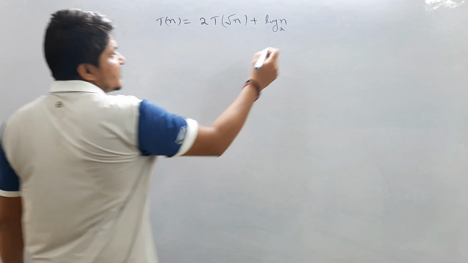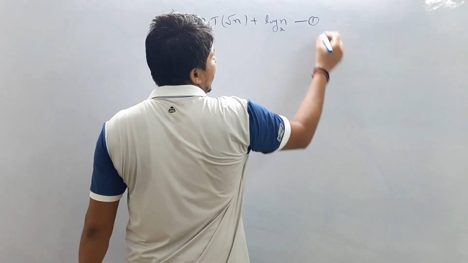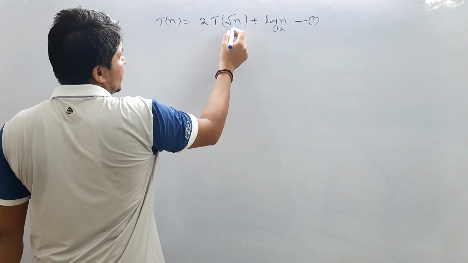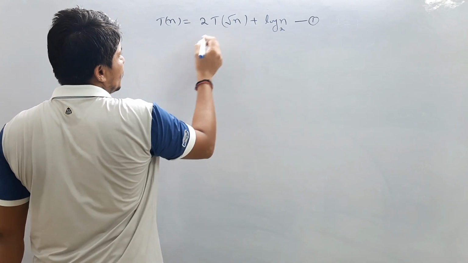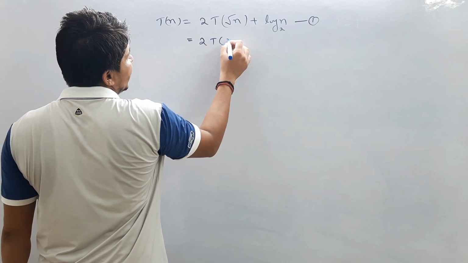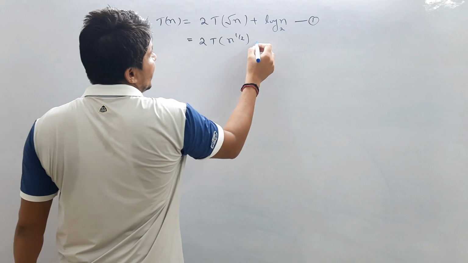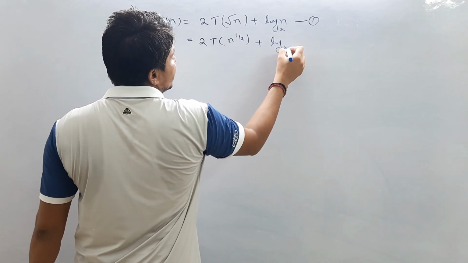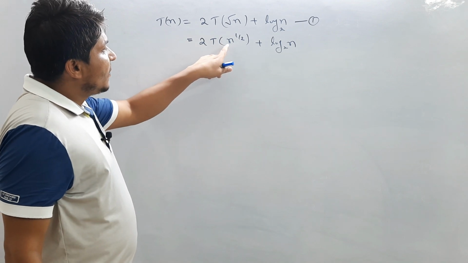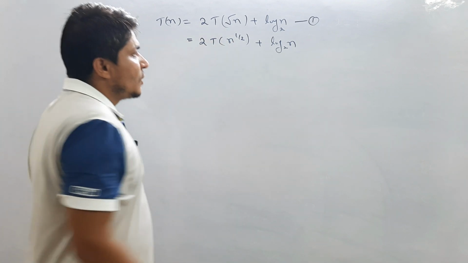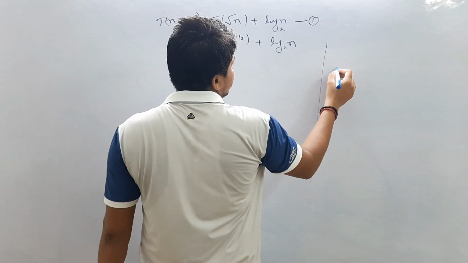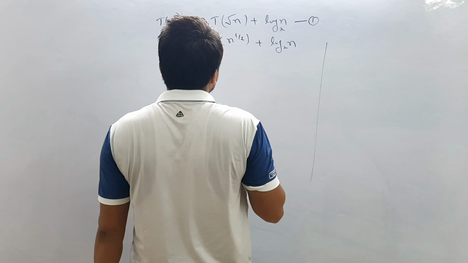Let us assume this is my equation number 1, and let me simplify this. Actually this is nothing but it can be written as n raised to power 1 by 2. So it is going to be 2T of n raised to power 1 by 2 plus log base 2 n. Now I need to find the value of T of n raised to power 1 by 2. So how can I find it? In a similar approach, in the previous videos I have already explained this concept.